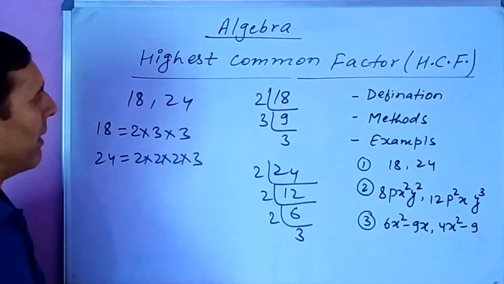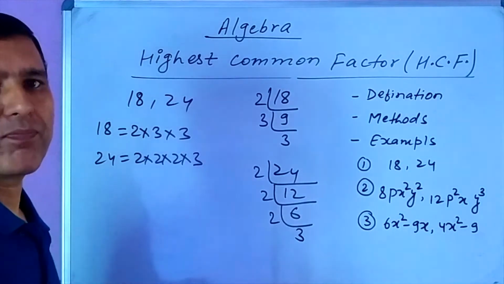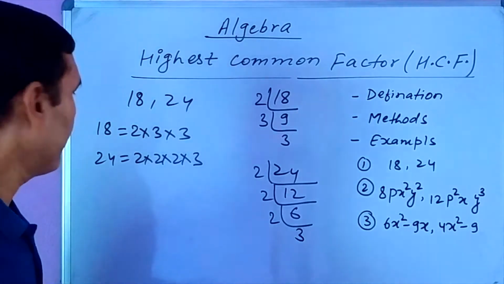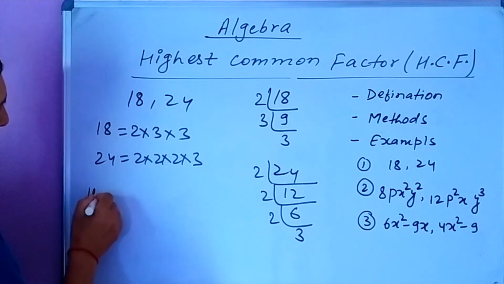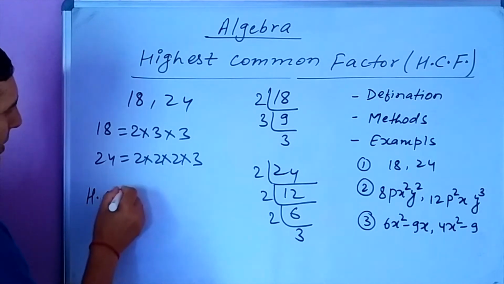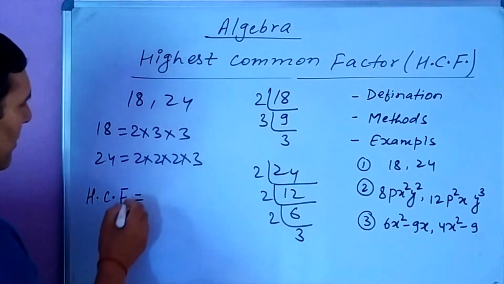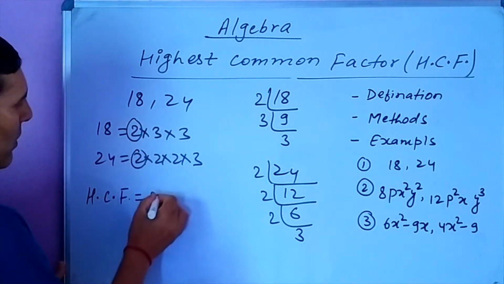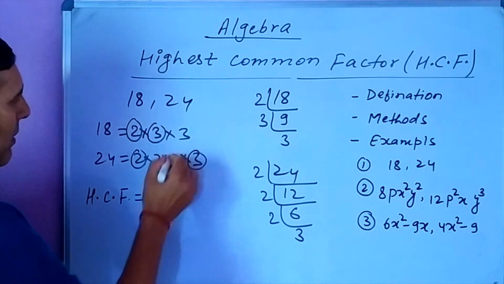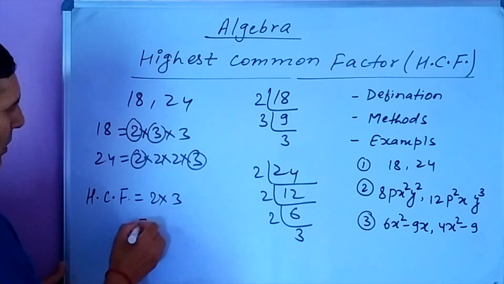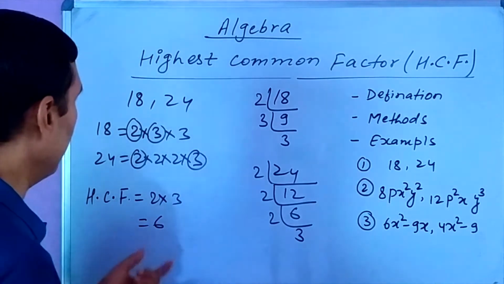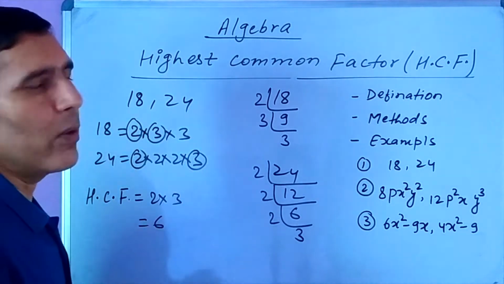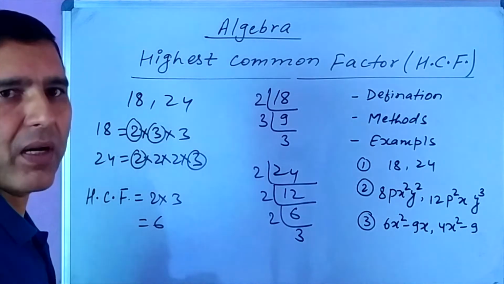Now after getting the prime factors of the given numbers, we check which factors are common there. And the product of these common factors will be the HCF of the given numbers. So here we see one 2 is common and one 3 is also common. So it is 2 into 3, 6. So what we say, the HCF, the highest common factor of 18 and 24 is 6.